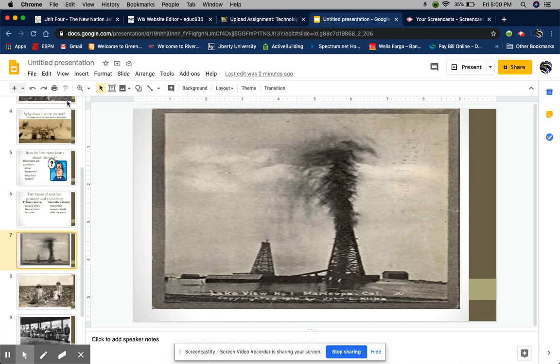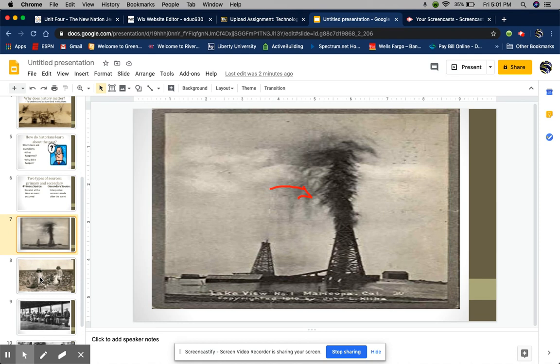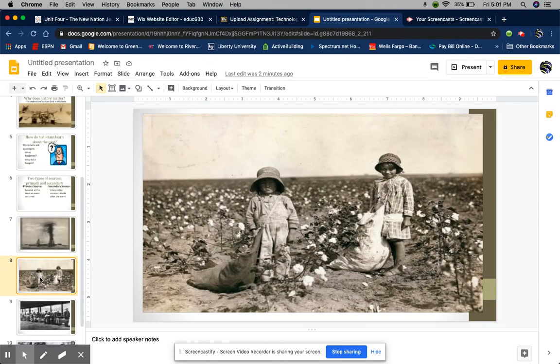Okay, so now we're going to look at some photographs. Okay, what do we see here? Well, we see oil. All right, oil bursting out of the well here. This picture, to me, just demonstrates the power of industry, demonstrates the power of fuel and the ingenuity of the United States using natural resources to fuel the Industrial Revolution.